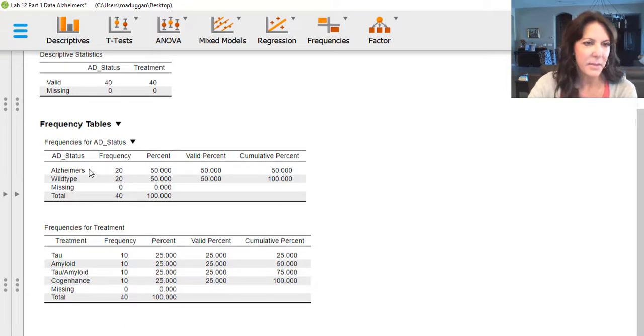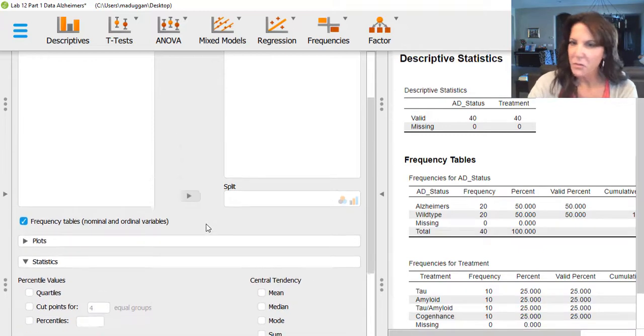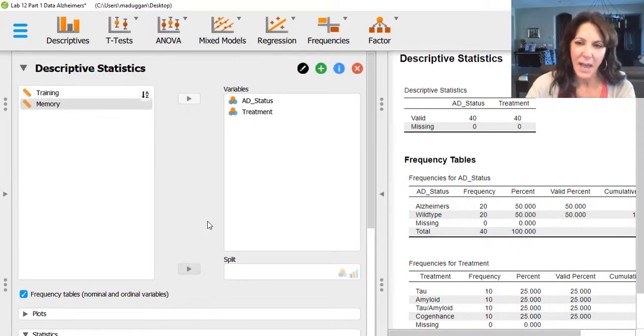So as I look at what we have here, it looks like we are half and half. Half the mice were in the Alzheimer's condition and half were not modified. And it looks like there's an even split between the 4 different drug treatments as well. That's the value of looking at a frequency table. We can see how our subjects shake out.